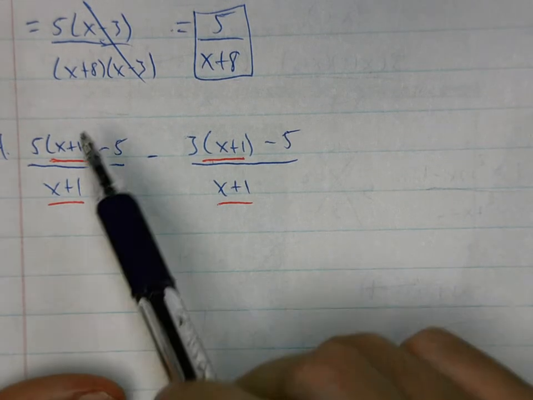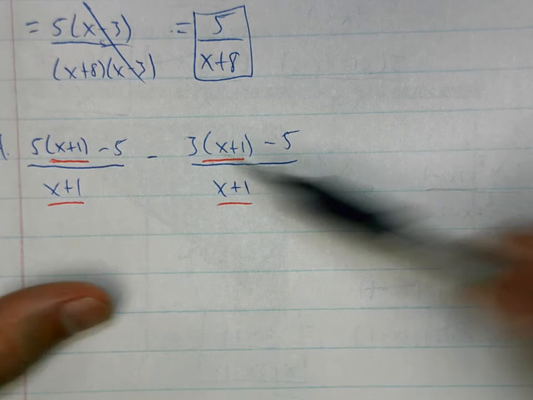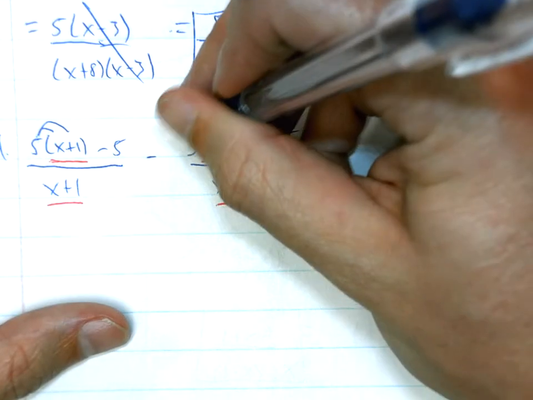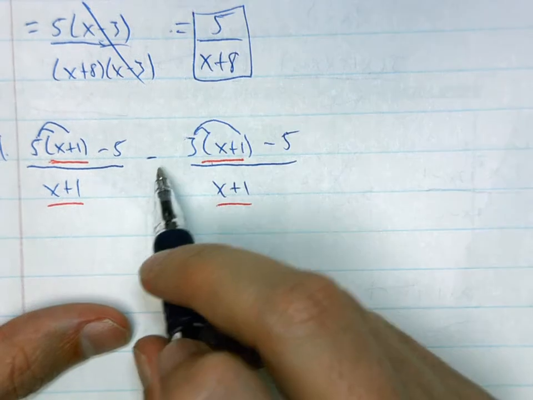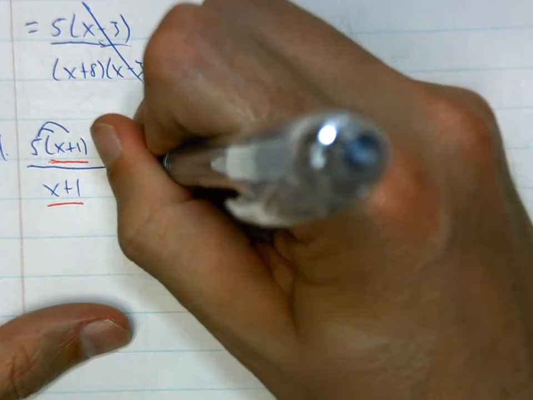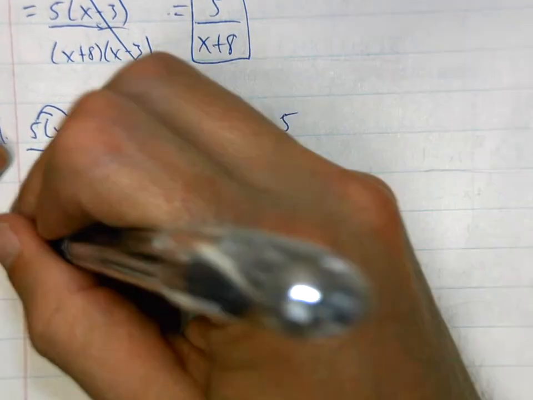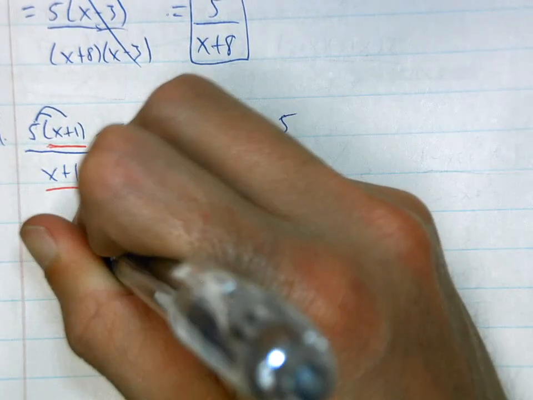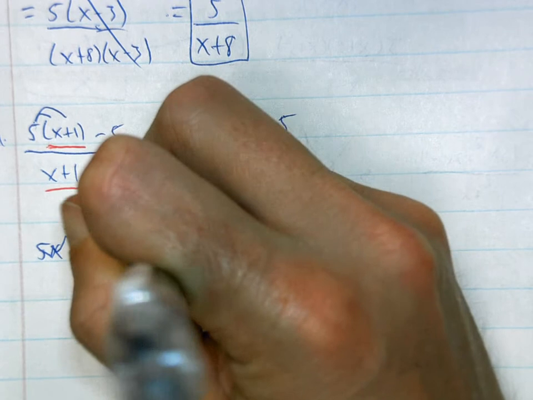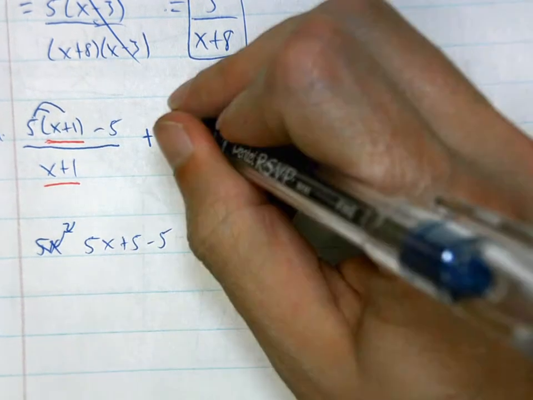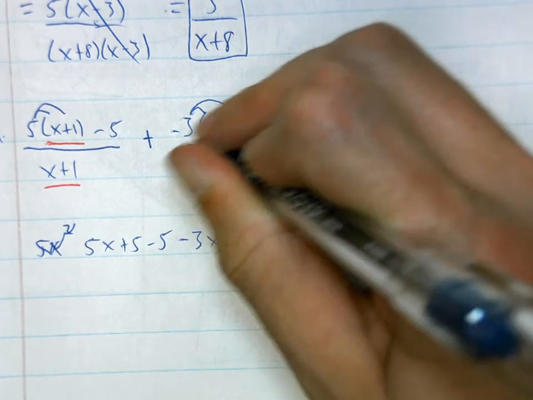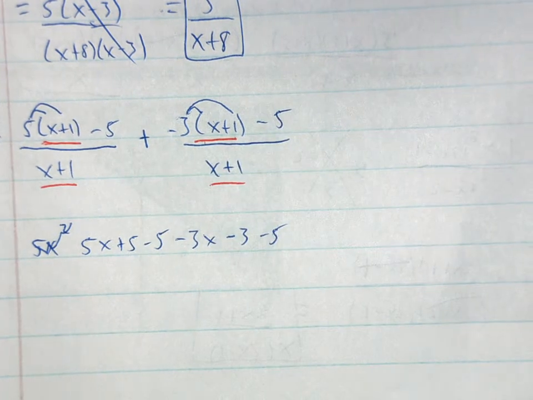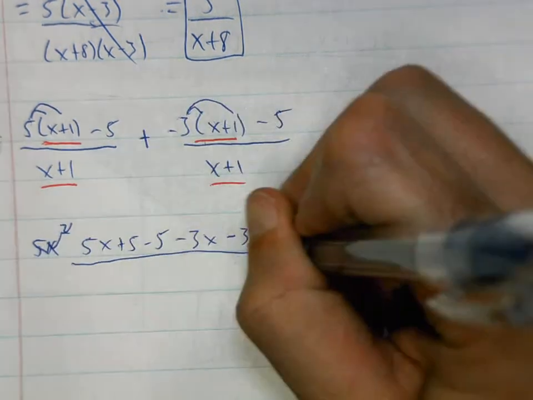Can't cancel. We have to distribute and combine first. So distribute, and remember that since there's a minus right there, you make that a plus minus. So 5x, not x squared, 5x plus 5 minus 5. Negative 3 times x is negative 3x minus 3 minus 5, all over x plus 1.